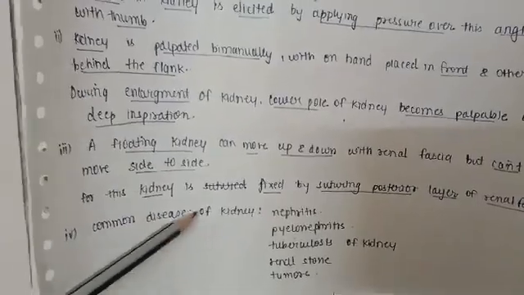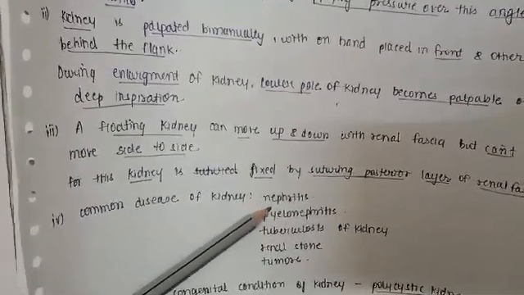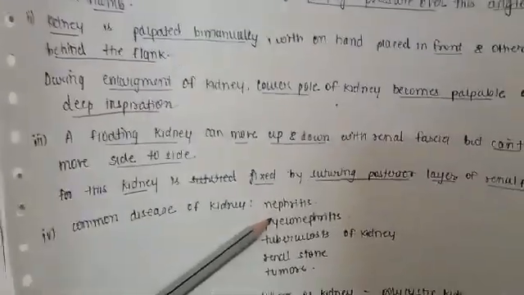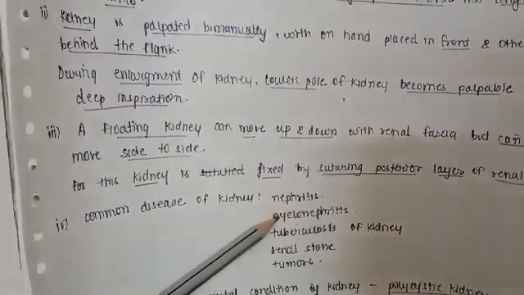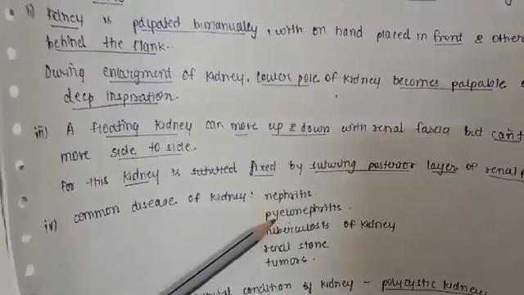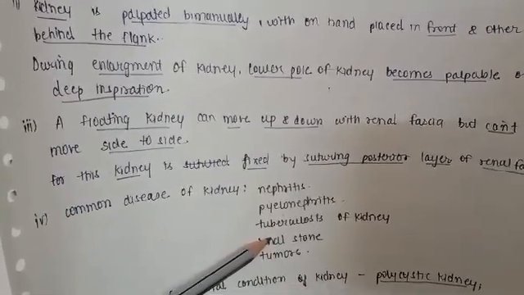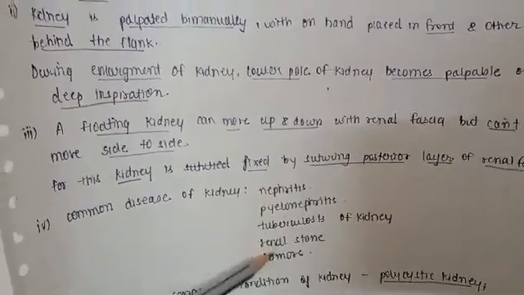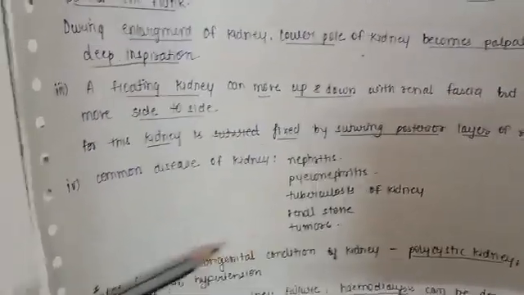The common diseases of the kidney include nephritis, that is the inflammation of the nephrons, which are the main constitutional, functional, and structural unit of the kidney. Then there is pyelonephritis, which is also a kind of nephritis, and tuberculosis of the kidney that can be severe. Then there are renal stones, which are most common, and tumors.